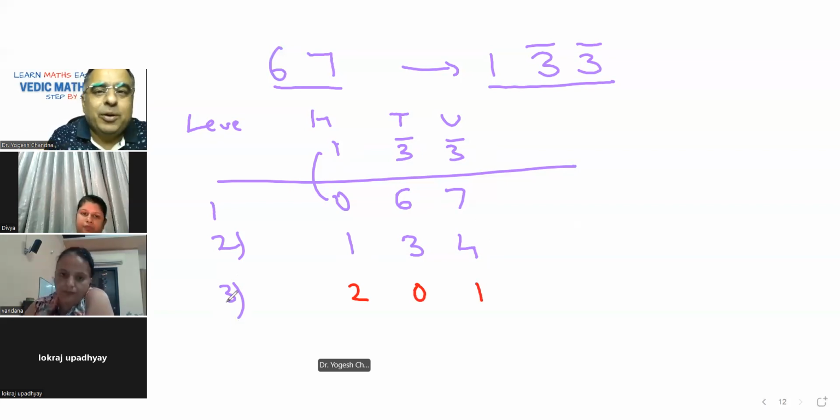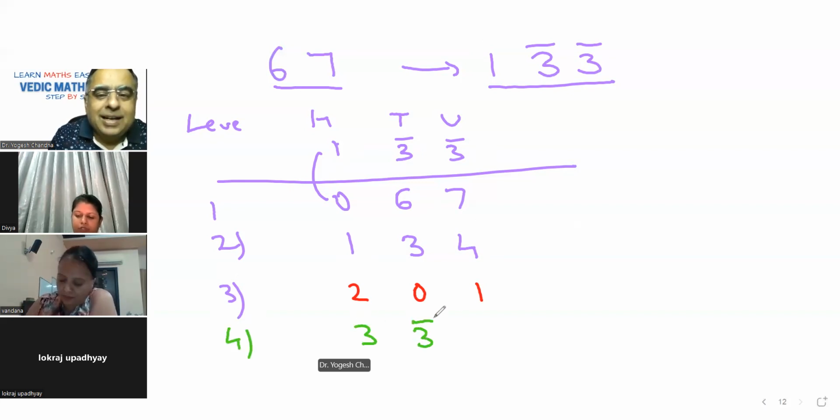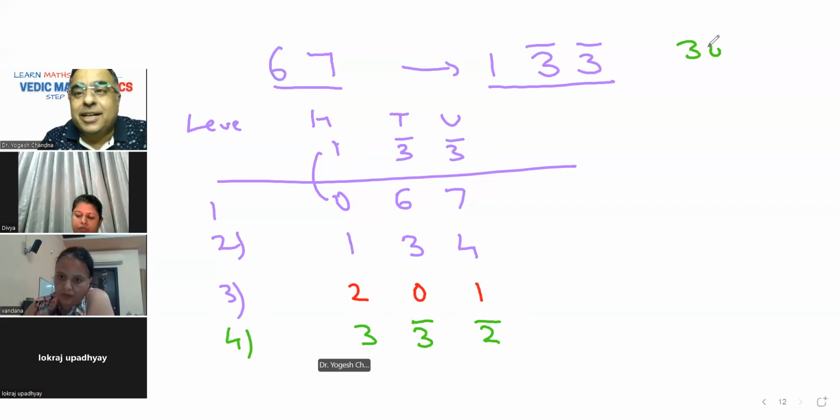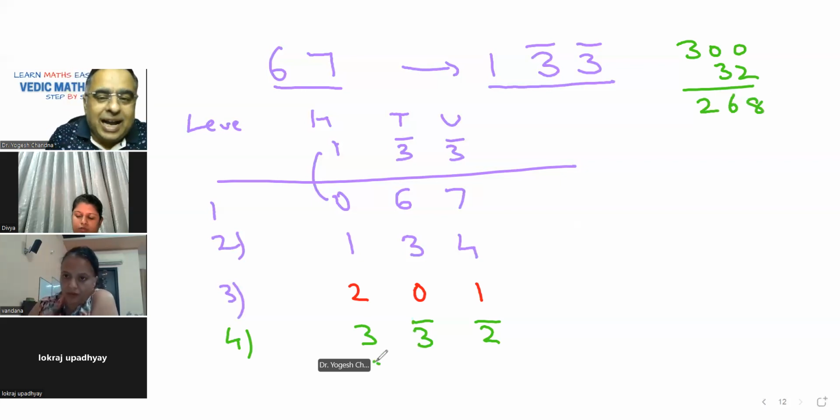चलो थर्ड लेवल भी हो गया. Fourth, 3, 3 bar. 2 and 1, 3, 1, 3, 3 bar, 2 bar. So now it is 300 minus 32, which is 268. So I'll write 268 here.